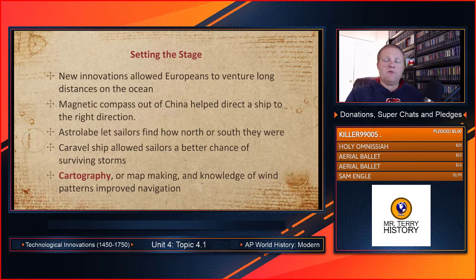And added on to that would be new knowledge of climate patterns, wind patterns specifically. Some of the biggest ones were the winds over the Indian Ocean, which have a methodical pattern that, if you do it right, can help guide you. We've talked about that before in this course, but that's something you're going to want to know: the trade winds, or the winds of the Indian Ocean.